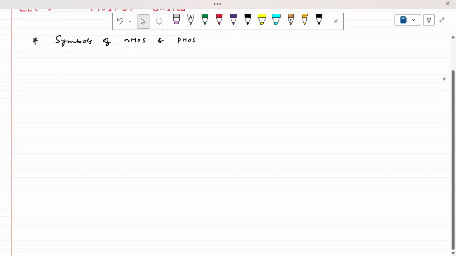In the last class, we have seen how to identify the source and drain terminals of an NMOS transistor and a PMOS transistor, right? So what are the symbols for this one? Symbols of NMOS and PMOS. Okay, so this is what we can say.